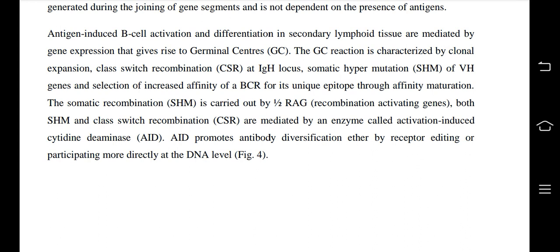The somatic recombination and SHM are carried out by RAG, recombination activating genes. Both SHM and class switch recombination are mediated by an enzyme called activation-induced cytidine deaminase, AID. AID produces antibody diversification either by receptor editing or, more directly, at the DNA level.